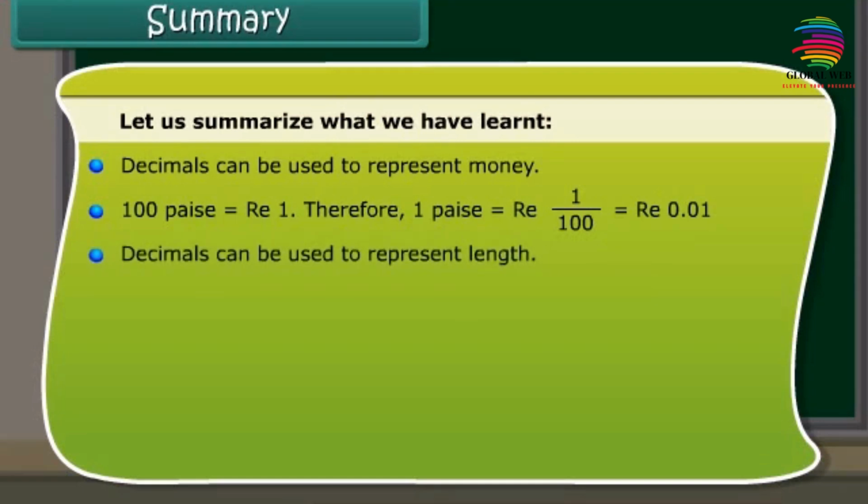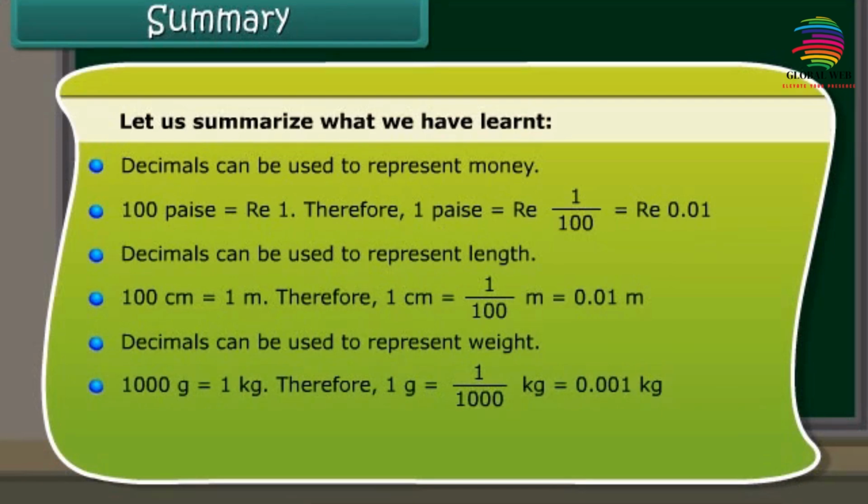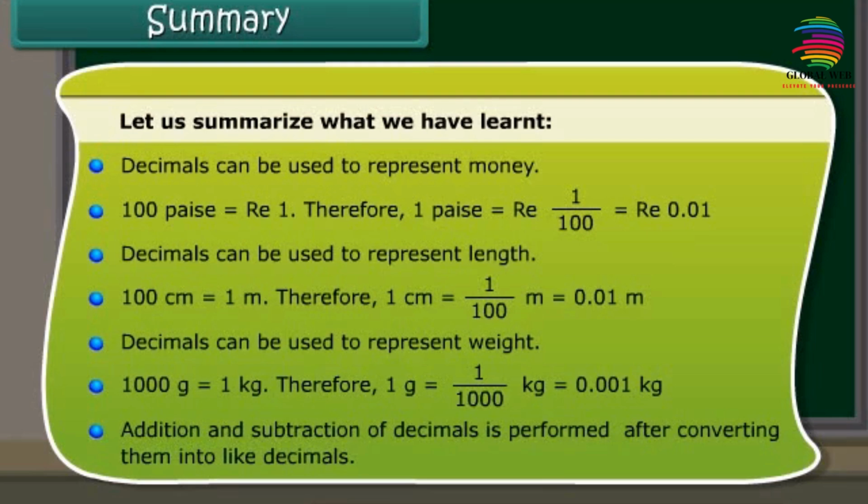Decimals can be used to represent length. 100 centimeters is equal to 1 meter. Therefore, 1 centimeter is equal to 1 upon 100 meter, which equals 0.01 meter. Decimals can be used to represent weight. 1000 grams is equal to 1 kilogram. Therefore, 1 gram is equal to 1 upon 1000 kilogram, which equals 0.001 kilogram. Addition and subtraction of decimals is performed after converting them into like decimals.